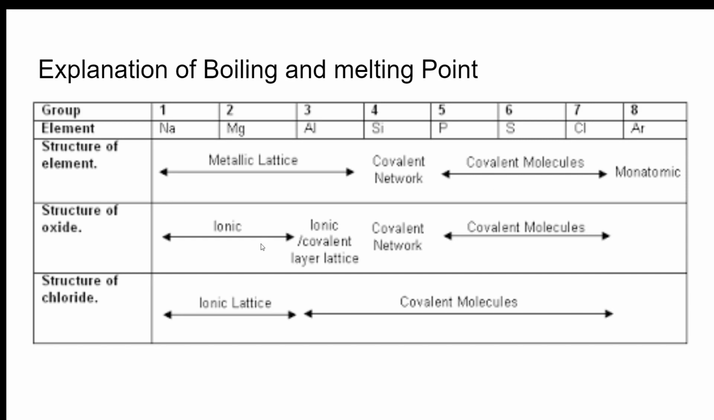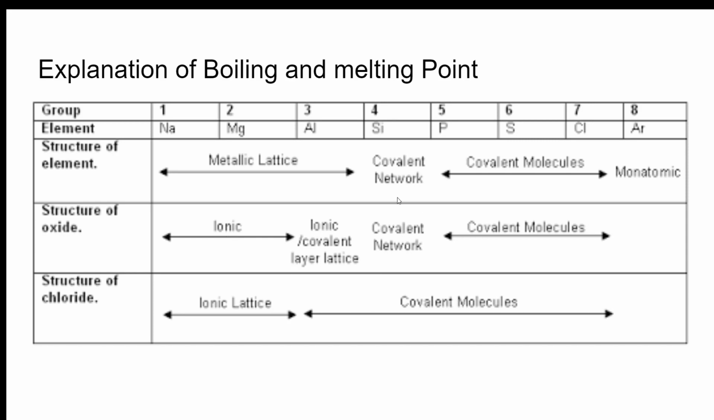And the same is going to be for when we have oxides. So when oxygen is bonded with these, they are going to form ionic bonds. And aluminum ends up making a special kind of ionic covalent layer lattice, but that's very specific to aluminum. And these are going to be also super high melting points, okay? Because we know that ionic compounds have a super high melting point.